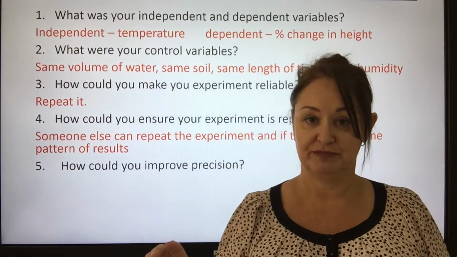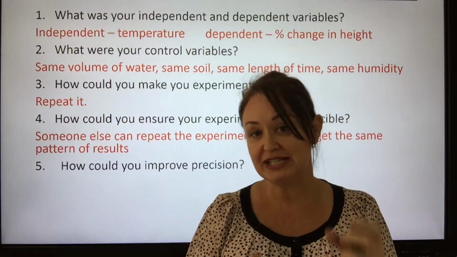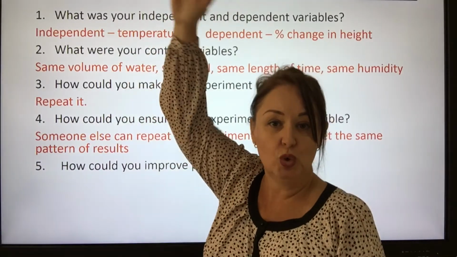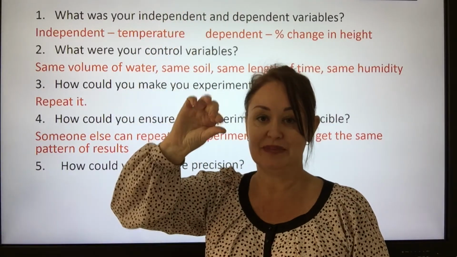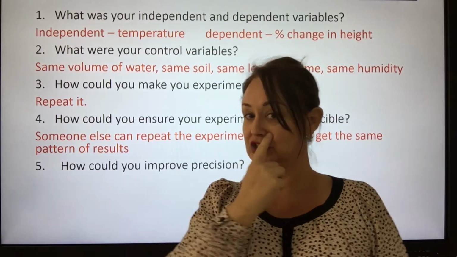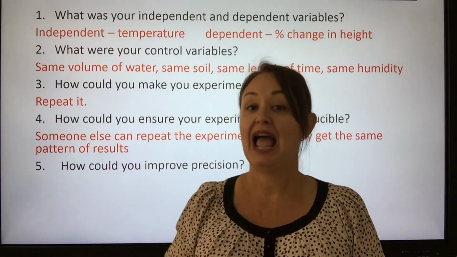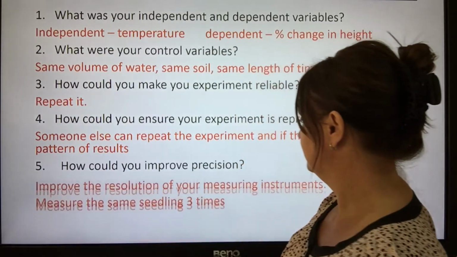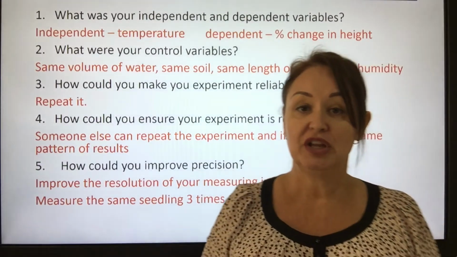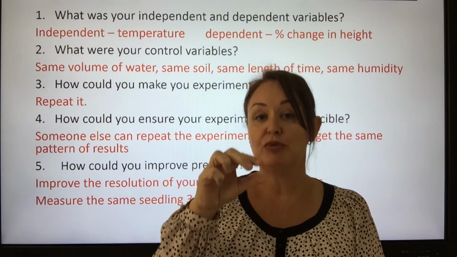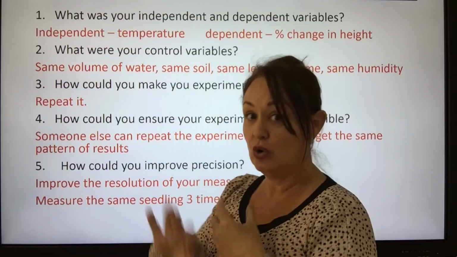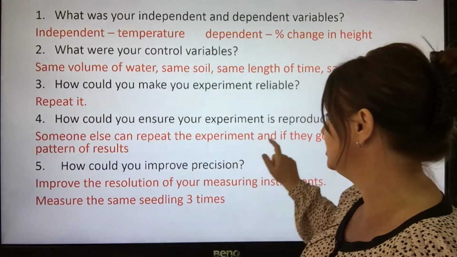How could you improve precision? Well, to improve precision, we can increase the resolution of our measuring instrument. So for example, you can buy those wooden meter rulers that go up in centimetres. That wouldn't be any good for this experiment. What we want to use is a nice plastic transparent ruler, and to measure to the millimetre would be enough. The other thing we can do is measure the height of the seedling 3 times, and then take an average of those 3 measurements, and that will improve the precision. So I hope that's made sense to you.